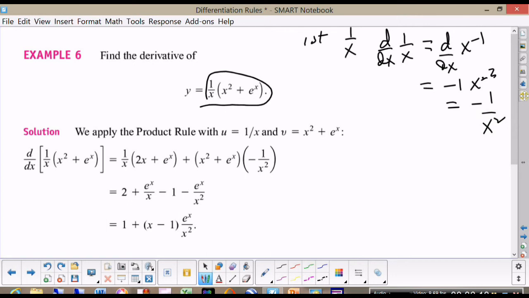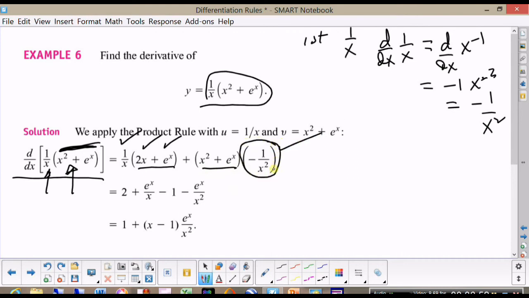So let's use the product rule. The derivative of 1 over x, which is the first, times x squared plus e to the x, which is the second, is going to be the first, which is 1 over x, times the derivative of the second. Well, notice the derivative of the second is 2x plus e to the x. That's because the derivative of e to the x is itself, e to the x. The second part of the product rule says the second times the derivative of the first. Well, the derivative of the first is minus 1 over x squared.